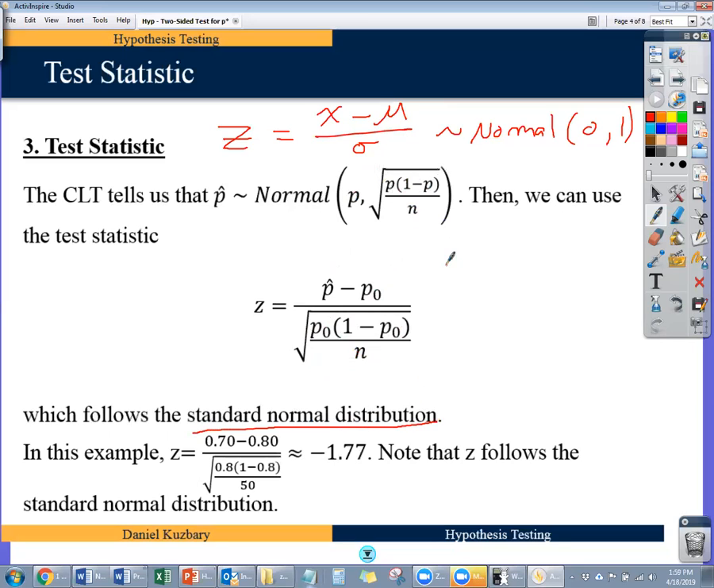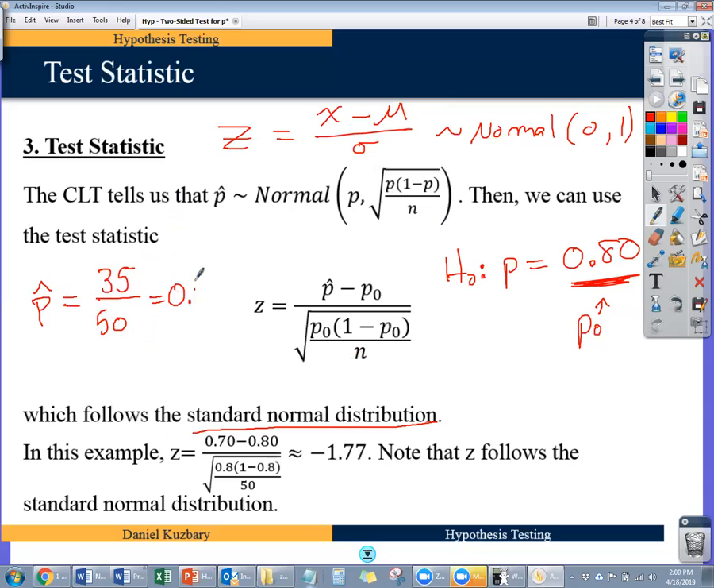In this context, our H naught is that p is equal to 0.8. So our p naught is going to be this number, 0.8. It's p under the null hypothesis, so those zeros match up. In this example, we need our sample proportion as well. Out of 50 dentists that were sampled, 35, or 0.7, in this sample recommended Trident. So we'll plug in 0.7 for p hat.